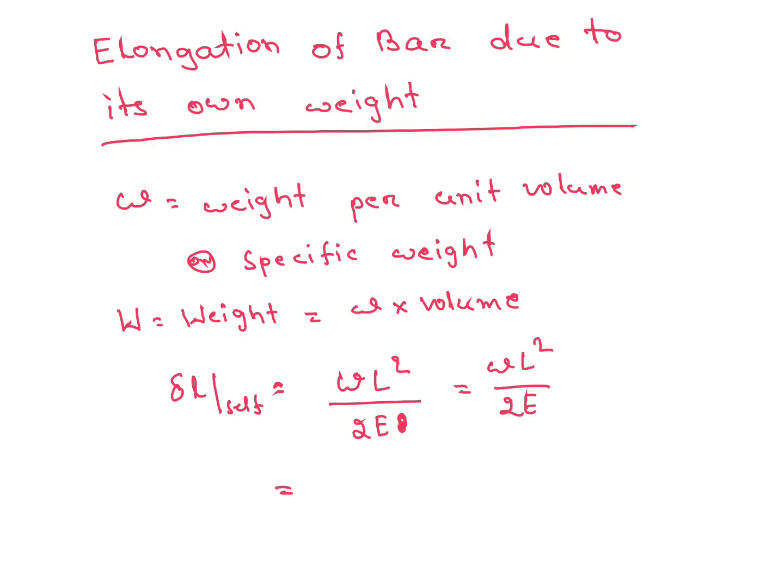Or in terms of W or weight, it's WL by 2AE. Area into length is volume, so we can get delta L self equal to WL by 2AE.